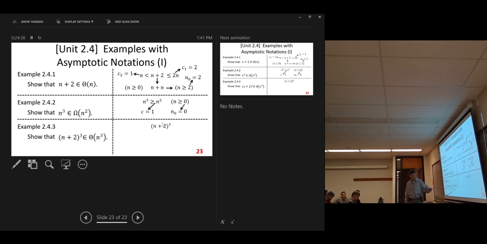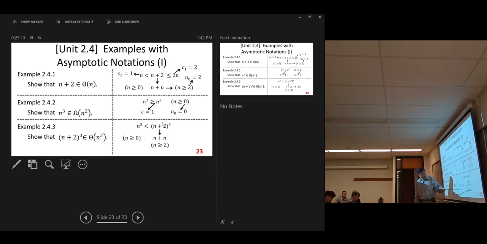Let's look at the lower bound part. Lower bound is easy, right? Similar to that one. Greater than n cubed. When n greater or equal to 0, that must be true. Upper bound, you can use the same way, right? We do it here. Replace 2 by n. But we need to set n0.